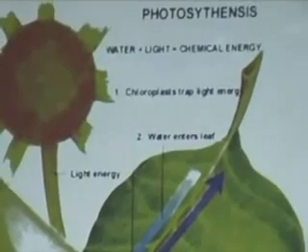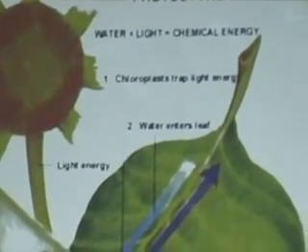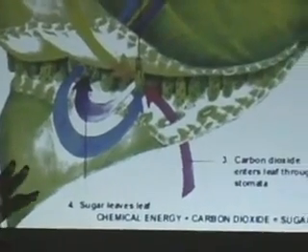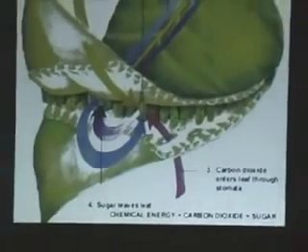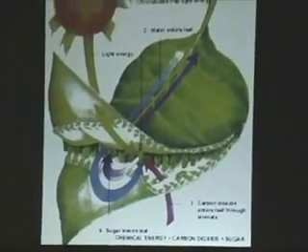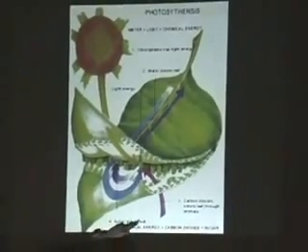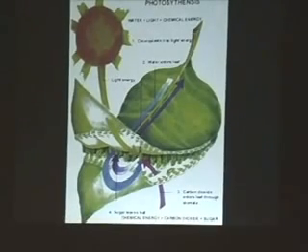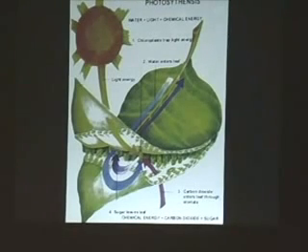Chloroplast traps light energy, water enters the leaf, carbon dioxide enters the leaf through stomata. Stomata are microscopic holes which exist within the plant. And the sugar leaves the leaf. Now, that sugar is the natural sugar that we should be using to sustain life, because the sugars activate different hormones which we can use to access energy at any time that we choose to.